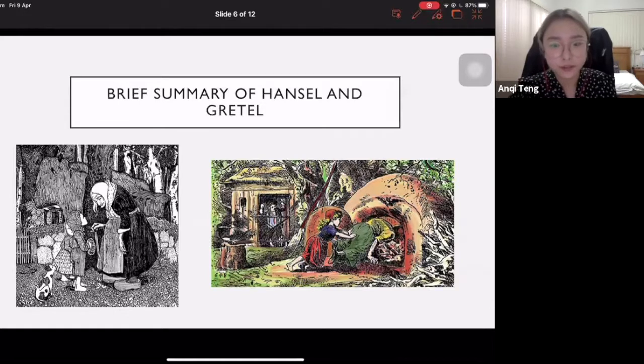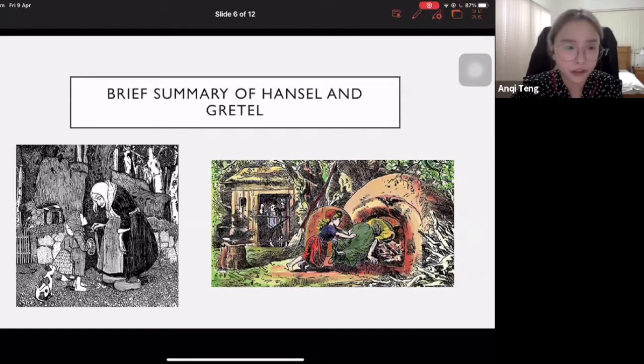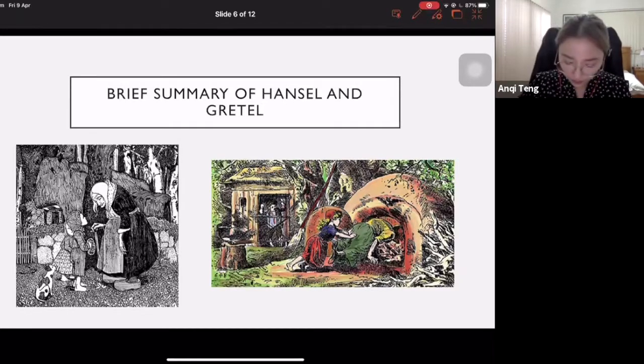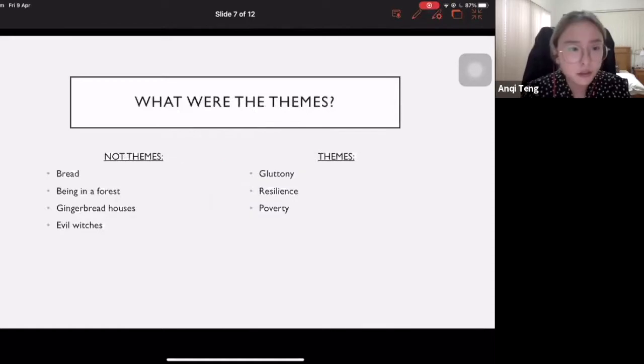The end. So I'm sure that you guys have probably heard that story. If not, just a little summary. But even if you had a little bit of a different version, the general ideas are still the same. So now let's have a look and see what the themes were in that story and what the themes were not in the story. All right, so what were not the themes?